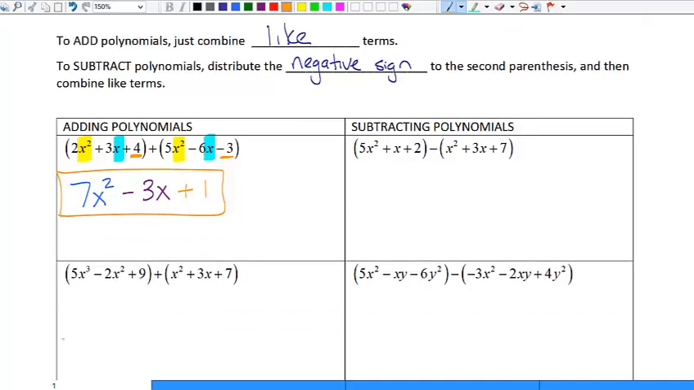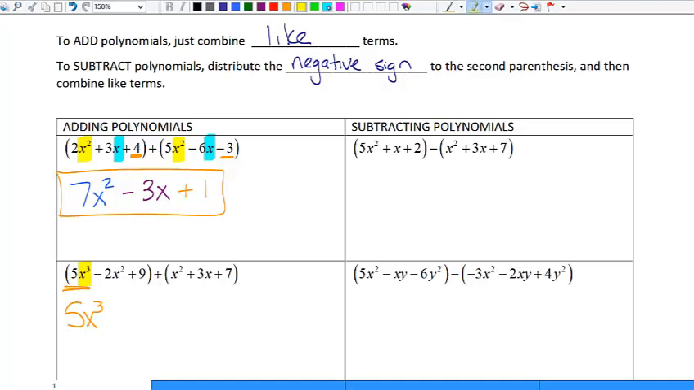Let's do another addition right below it. So I have x cubed on the first polynomial. Do I have any other x cubed? No, that's x squared, that's a constant, x squared, x. That's the only one I have for x cubed. So we're going to have 5x cubed for the first term.